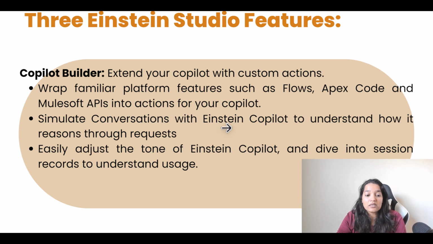Another important thing is you can also adjust the tone of Einstein Copilot. Remember, there were language settings where you can choose the language and you can also choose the tone. And there were three different types of tone. One was neutral, the other one was formal, and the third one was casual. So you can choose the tone as well, and dive into session records to understand the usage. You have event logs where you can jump into the sessions, and if you want to debug anything, you can check the event logs as well.